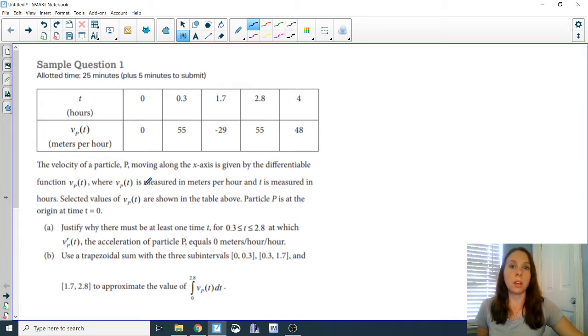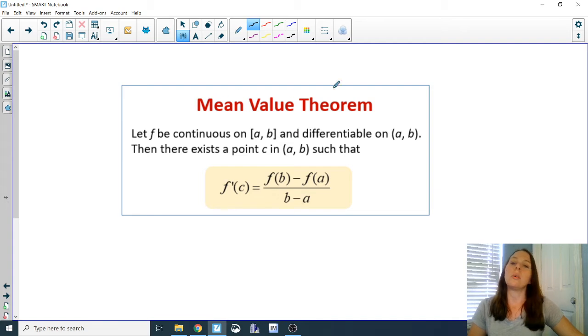So be aware of them, have them readily available to look at, to see what you need to use to answer a part of a question like this. So on this slide, I just put the mean value theorem just to remind you of its hypotheses and what we need to set up here. Okay, so we need a continuous function on a closed interval, differentiable on the open interval, and if we have that, then it says that there exists a point C in that open interval such that the derivative value at C is the same as the slope of the secant line through the endpoints.